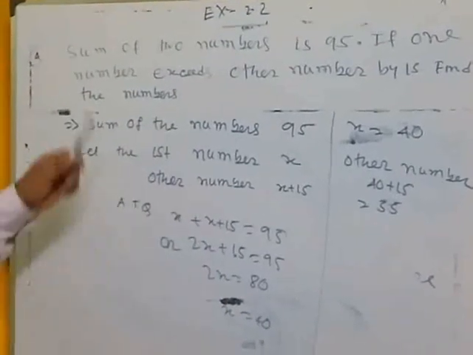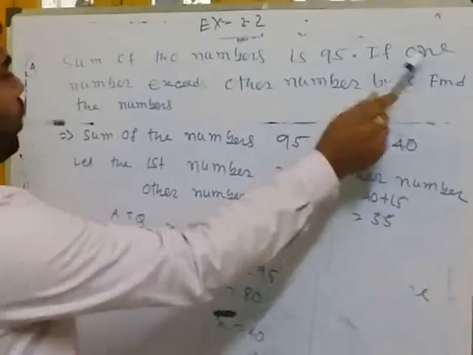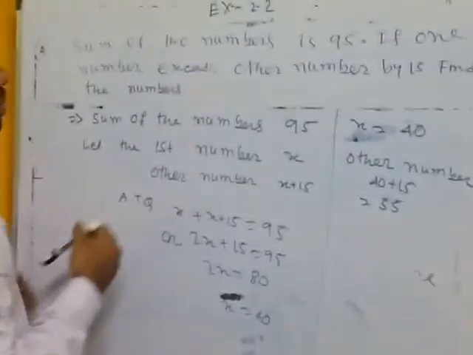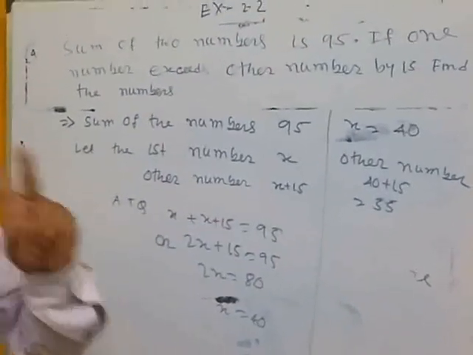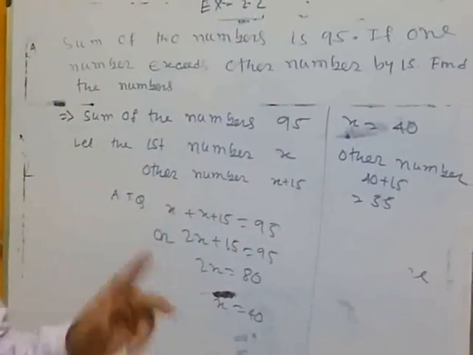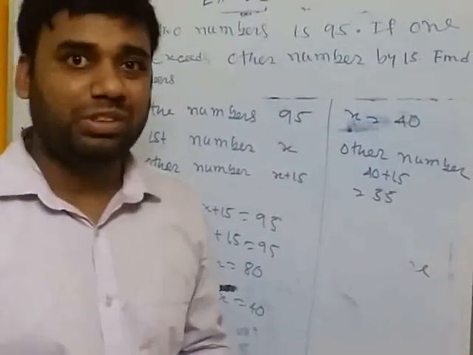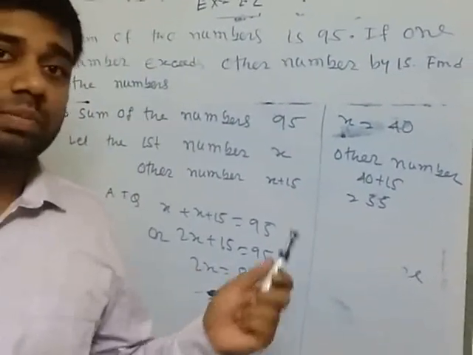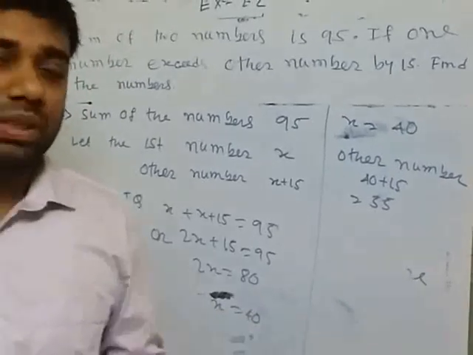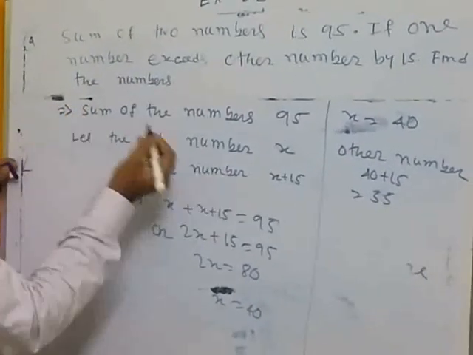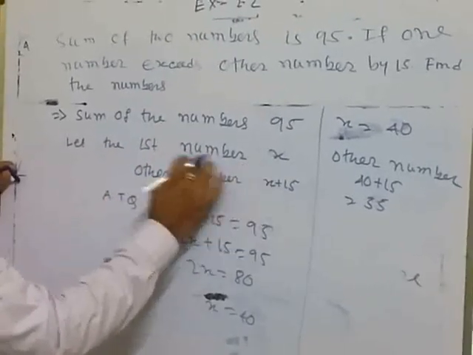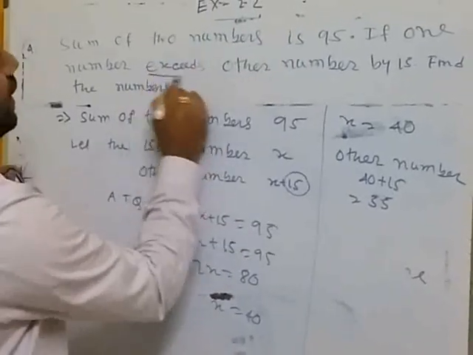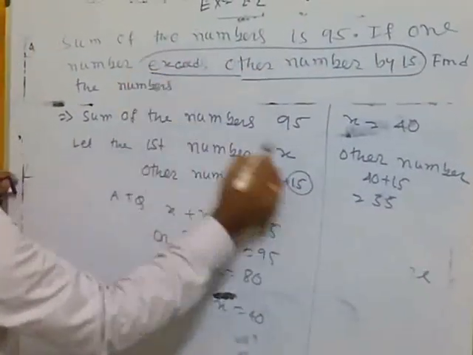Okay, in question number 4, the sum of two numbers is 95. If one number exceeds the other number by 15, find the numbers. This sum is related to two numbers. One number exceeds the other number by 15. Exceed means more than. If one number is x and the other number exceeds it by 15, it means x plus 15. So let the first number be x and the other number x plus 15. Why is it 15? It is given that the second number exceeds by 15. That's why x plus 15.